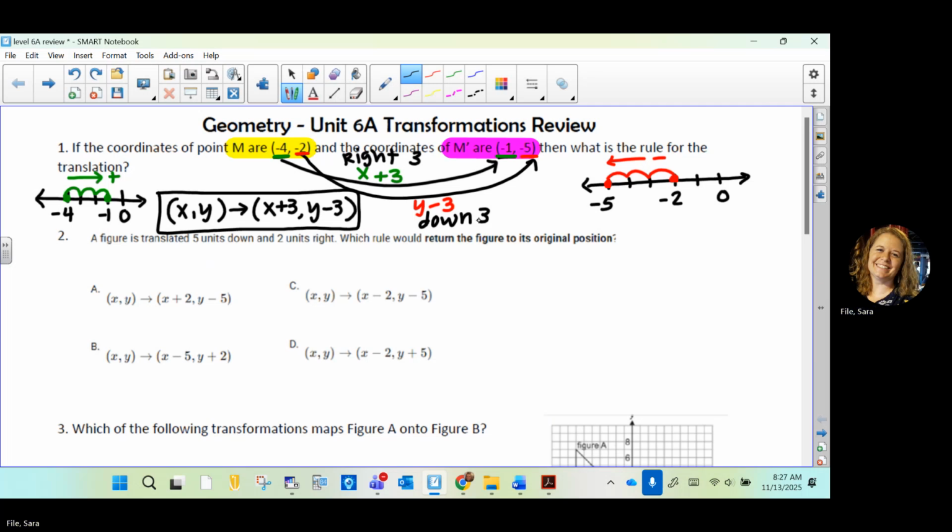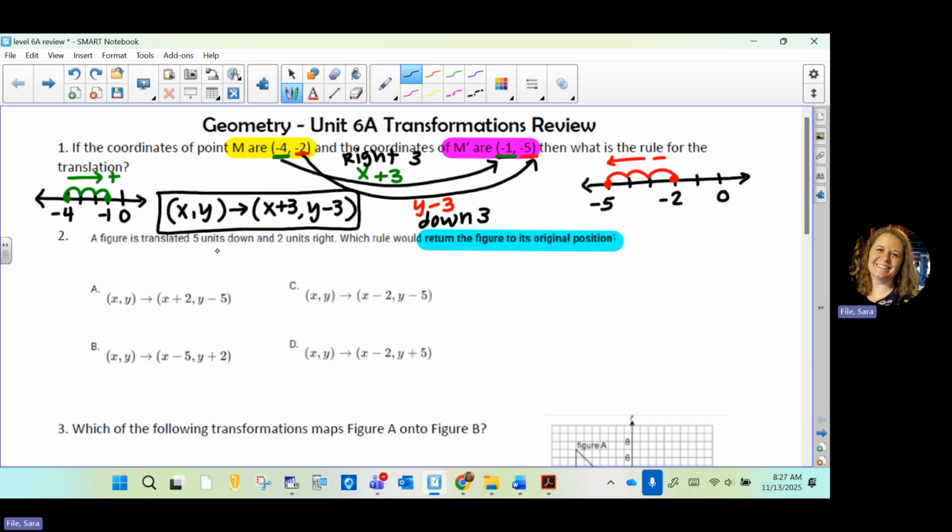All right. Number 2 says a figure is translated 5 units down and 2 units right. Which rule would return the figure to its original position? So we have to read carefully. They're not asking for the rule of what was just stated. They don't want the rule for 5 down, 2 right. They want the rule to return, to go back to where you started. So wouldn't that have to be the opposite of what you did to get there? Do you want to go back?